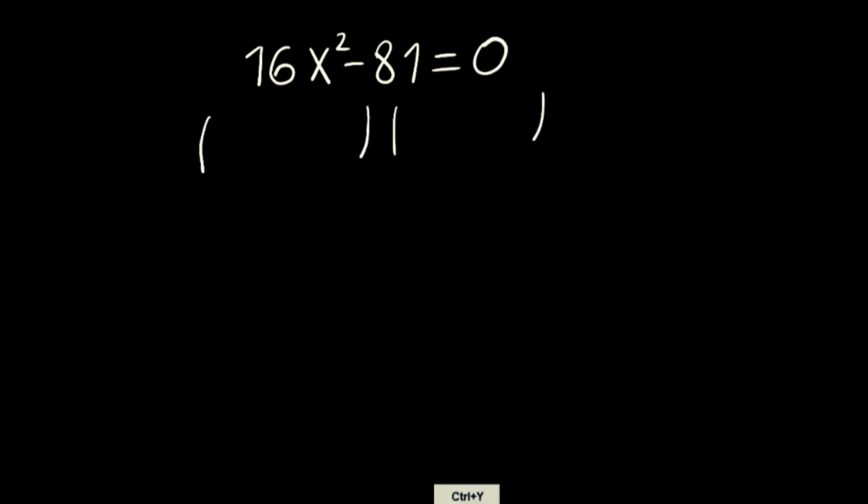Now, what about this one? Let's say we have 16x squared minus 81 is equal to 0. Well, first, we can use the difference of perfect squares technique. We can square root 16 and we can square root 81. The square root of 16 is 4. The square root of 81 is 9. So, it's going to be 4x plus 9 and 4x minus 9.